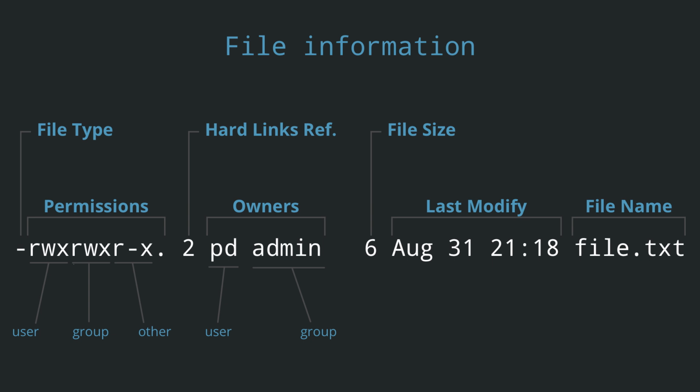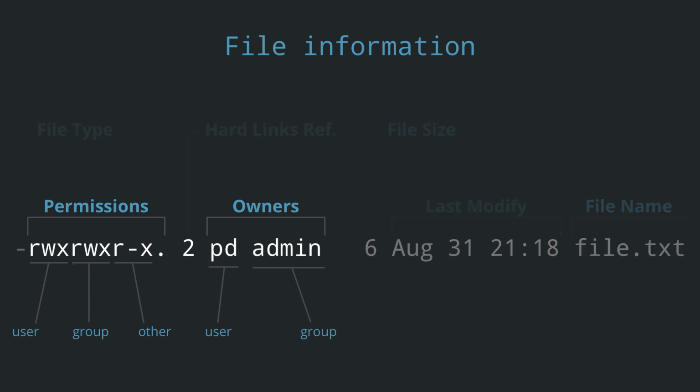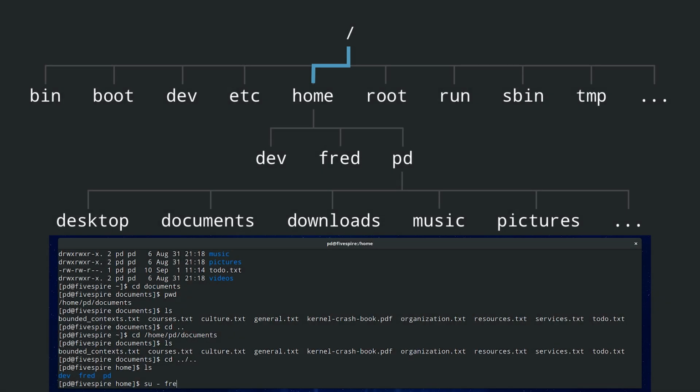I'm not going to go into too much detail about file permissions in this video, but just know that files and directories have permissions attached to them for things like opening and modifying, and unless you have access rights to them, you'll be denied. So to get access to Fred's stuff, we actually have to switch to his account using the su command, the switch user command.